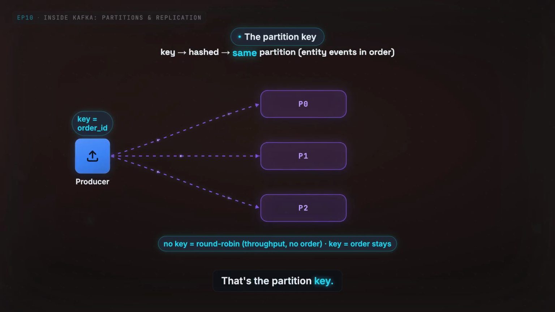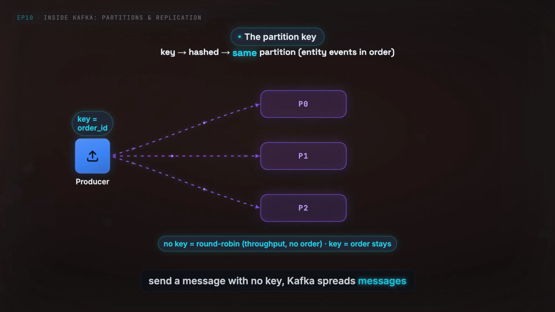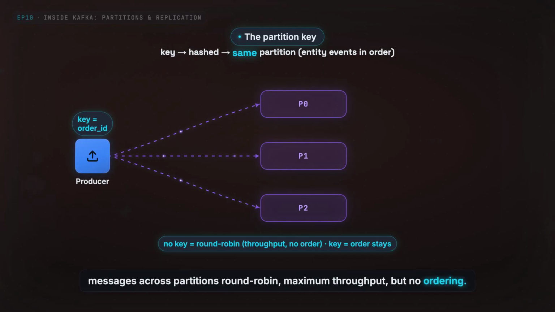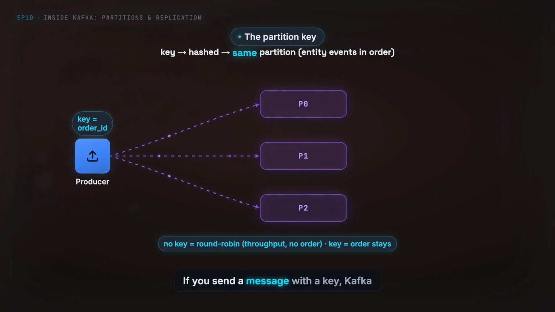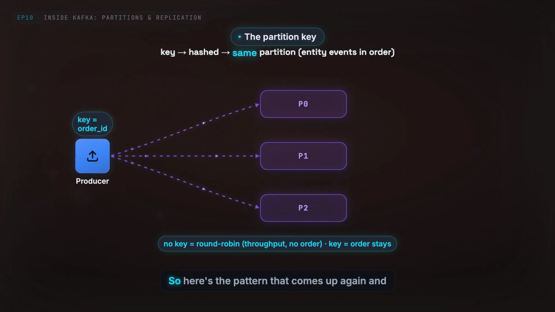That's the partition key. If you send a message with no key, Kafka spreads messages across partitions round robin, maximum throughput but no ordering. If you send a message with a key, Kafka hashes that key and always sends it to the same partition. So here's the pattern that comes up again and again.